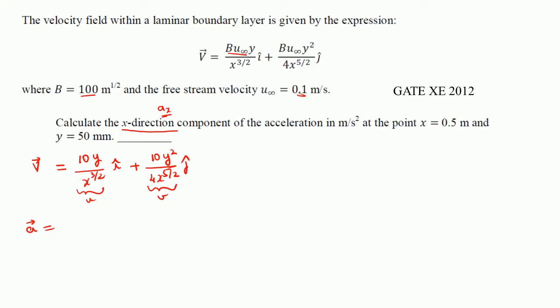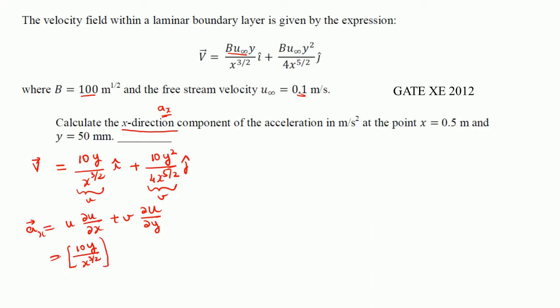So we have to find out ax. What is ax? ax is u dou u by dou x plus v dou u by dou y. Correct? Here it is u, not v, I'm sorry, it's u. So now let us do it further. What is u here? u is given as 10y into x raised to 3 by 2.